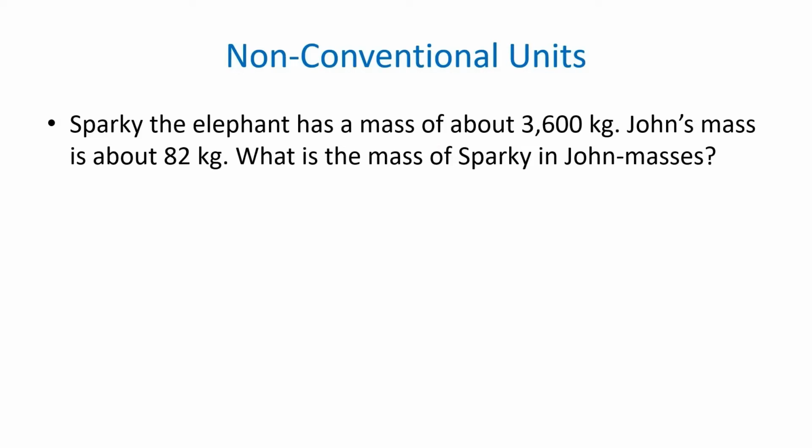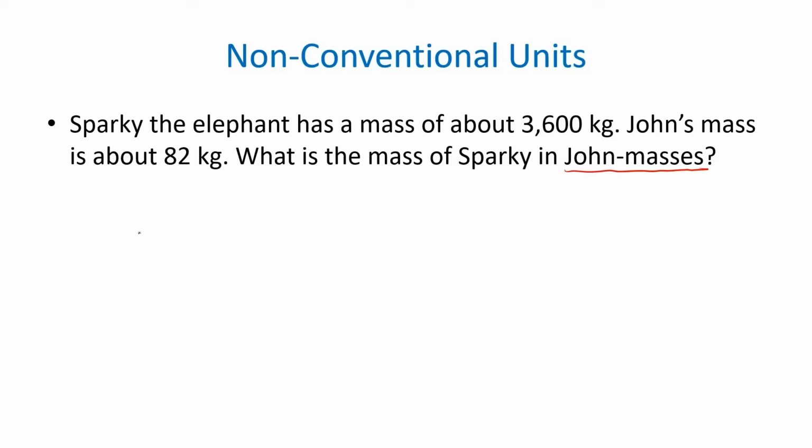One last example on unit conversion. Sometimes there's a good reason to use non-conventional units. Here's an example. Let's say that Sparky the elephant has a mass of about 3,600 kilograms. John has a mass of about 82 kilograms. What's the mass of Sparky in John masses? So for this problem, this is the unit that we're asked to convert to. That's certainly a non-conventional unit, but there are certain times when non-conventional is the most convenient.